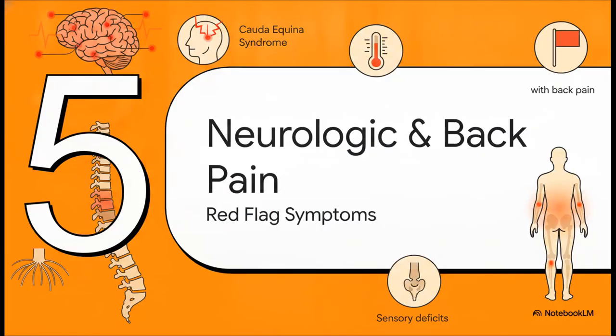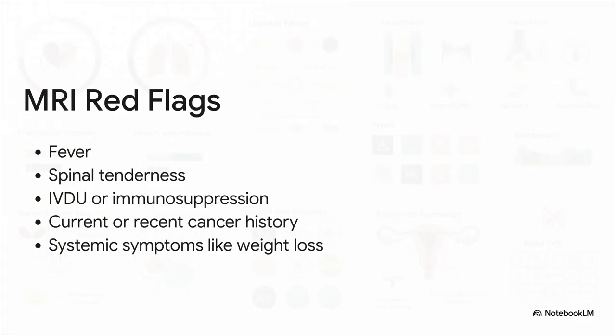All right, Section 5, neurologic and back pain. You know, most low back pain is totally uncomplicated and doesn't need any imaging, but it absolutely demands an urgent MRI if you see red flags. We're talking fever, focal spinal tenderness, a history of IV drug use, immunosuppression, current or recent cancer, or systemic symptoms like unexplained weight loss. If you see even one of these, you can rule out a simple muscle strain. You need advanced imaging to make sure you're not missing cord compression or an infection.